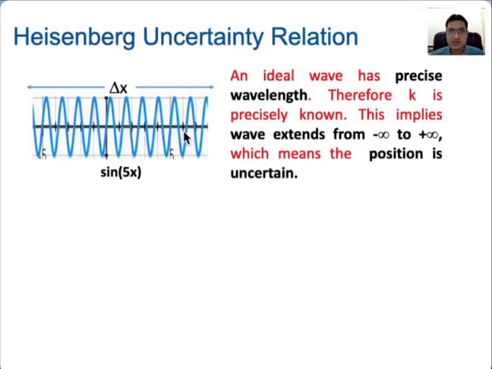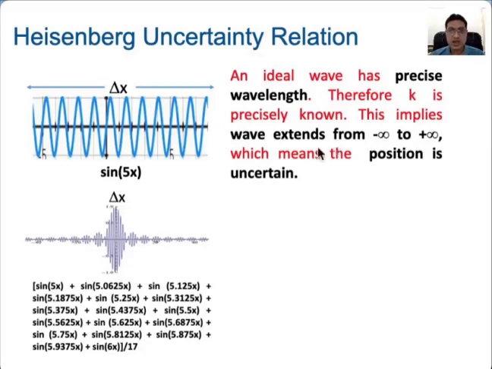So this is another way to understand this delta x, delta p uncertainty relation. Let's say this is your wave. Here I have plotted sine of 5x. An ideal wave has a precise wavelength. Here the wavelength is related to this 5, so it has a fixed wavelength. Therefore k is precisely known. So k is your 5. This implies that the wave extends from plus infinity to minus infinity, which means that the position is uncertain.